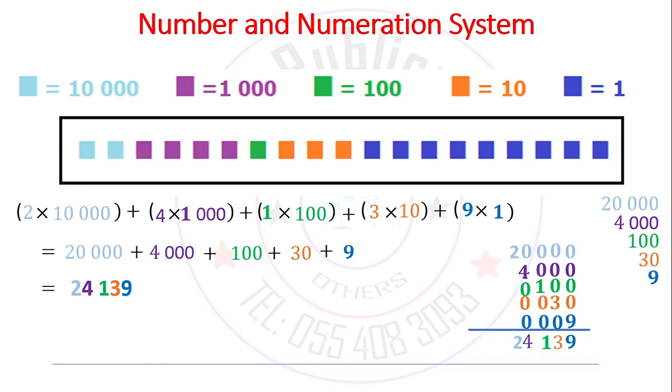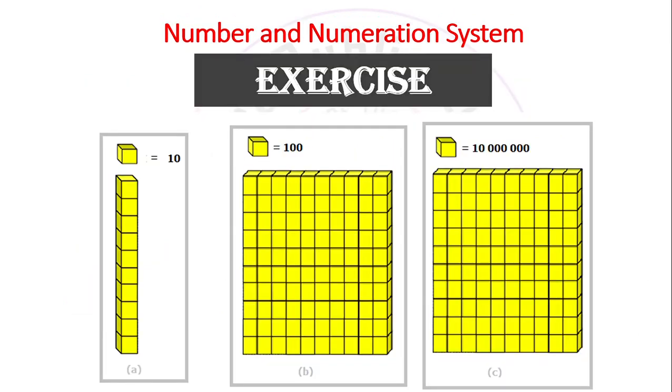Remember that I've kept on saying the last 3 digits of a number, we always mention it as if there is nothing attached to it. So 139 is 139. We will say that 24,139. And that is our final answer. 24,139. Alright. You are going to have this exercise.